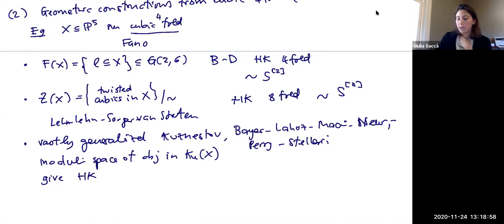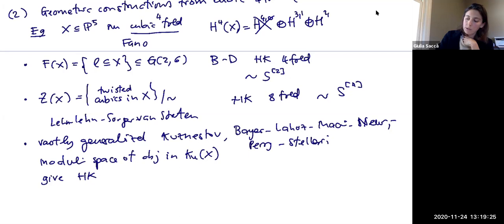So let me just give you a general reason why a parameter space of objects on a cubic fourfold, why should we even expect this to have a holomorphic symplectic form? And the reason is that the H^4 of the cubic fourfold, with complex coefficients, breaks into H^{4,0}, which is zero, and so we only have H^{3,1} plus H^{2,2} plus H^{1,3}, where these two are one dimensional.